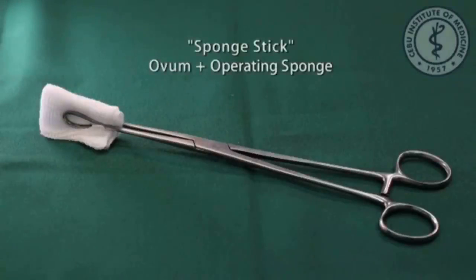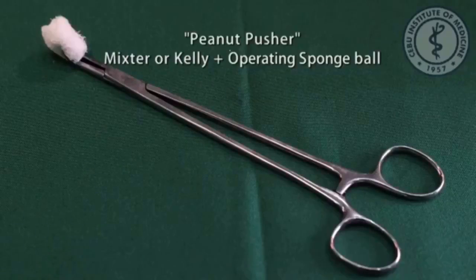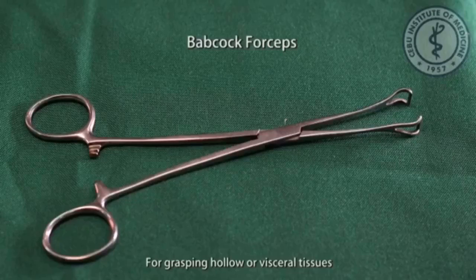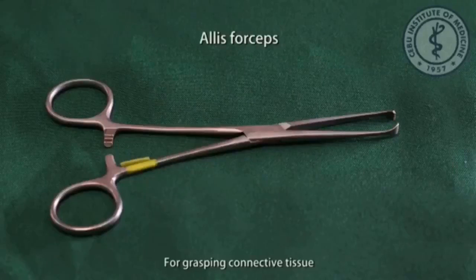Ovum forceps, or sponge stick, is ovum forceps plus an operating sponge, for blunt evacuation of blood clots such as in exploration. Mixter forceps, or peanut pusher, is Mixter or Kelly forceps plus an operating sponge ball, for blunt dissection. Babcock forceps, for grasping hollow or visceral tissue. Allis forceps, for grasping connective tissue.